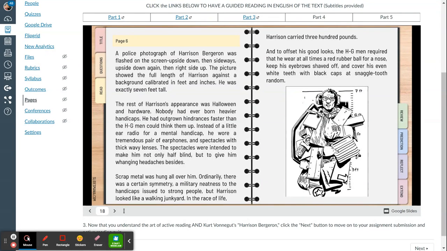Add those details to your notes. On the right-hand side, try to infer and explain why the HG, the handicapper general, men would do that. Why would they have him alter his appearance? You're going to get closer and closer to that big idea and that main idea by answering questions like that.